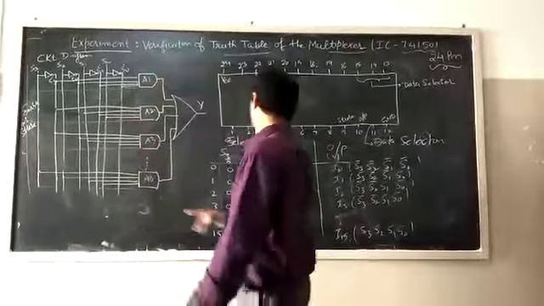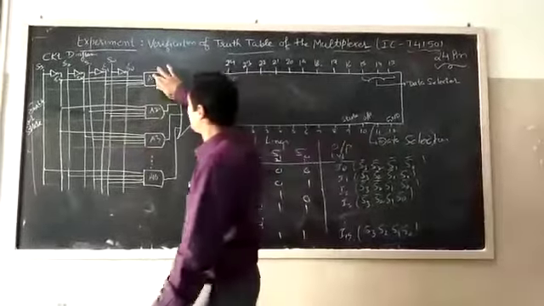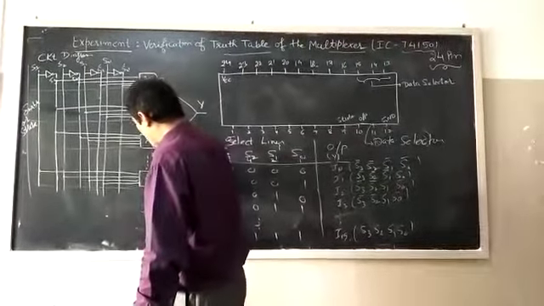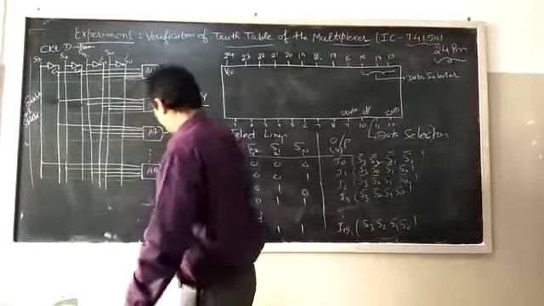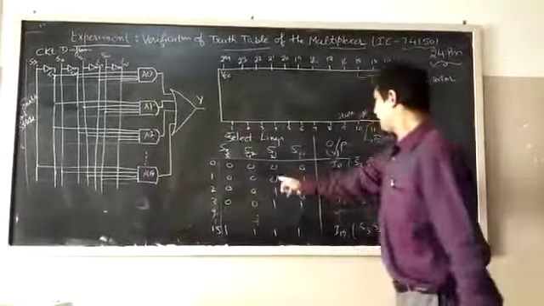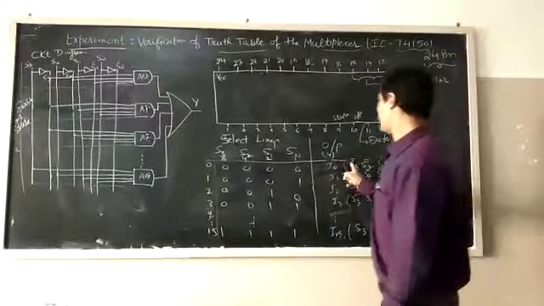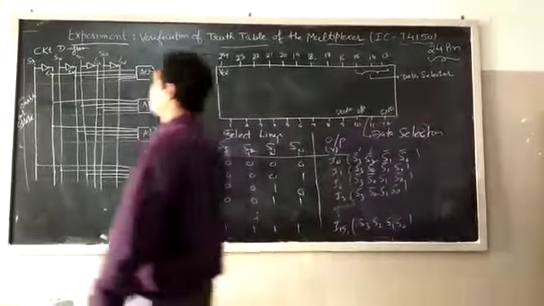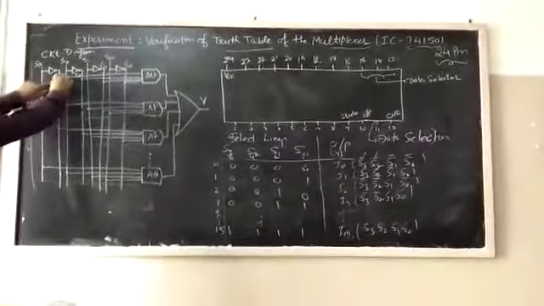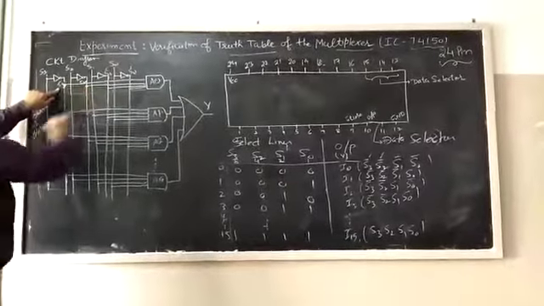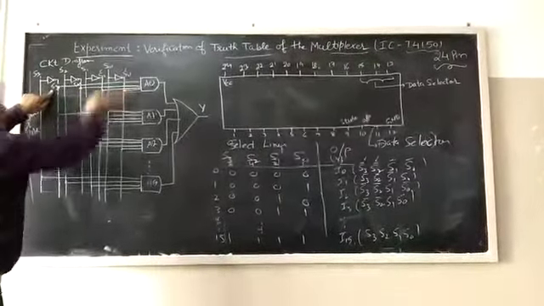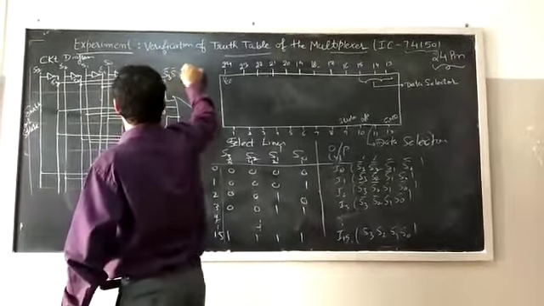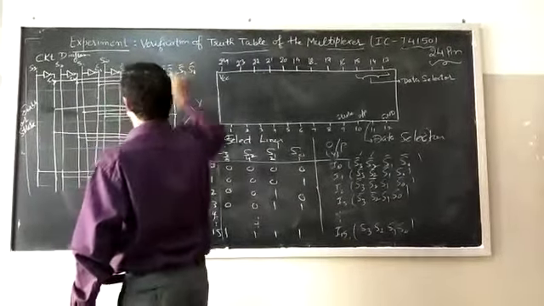If you need a better abbreviation, you write A0, A1, A2, up to A15. A0 to A15 is again 16 AND gates. A0 means I0 is S3 bar, S2 bar, S1 bar, S0 bar. Here you have to connect S3 bar, S2 bar, S1 bar, S0 bar, so you will get S3 bar, S2 bar, S1 bar, S0 bar.